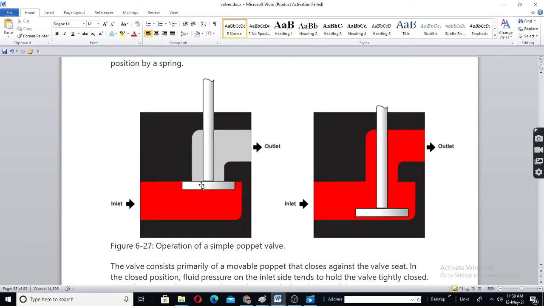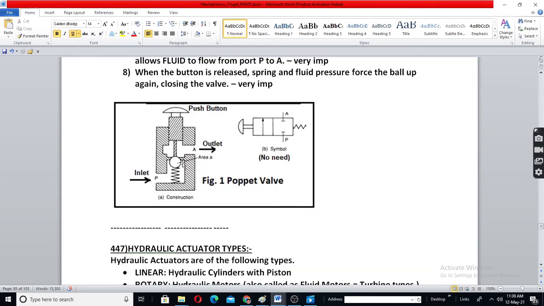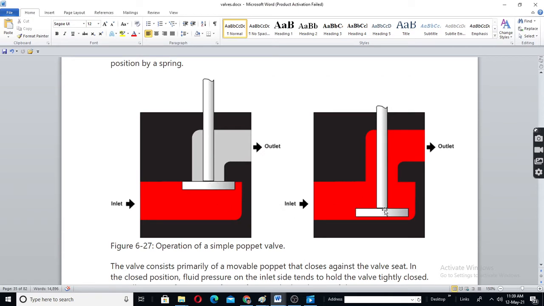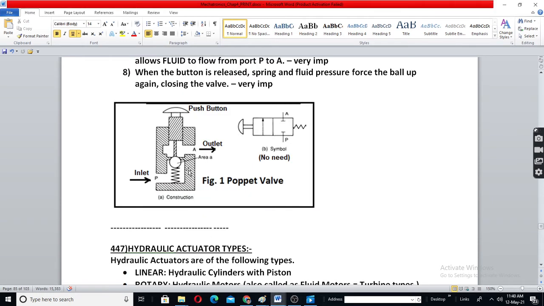See here, here a plate is shown. Here we have ball. When you push the plate, okay, this opens. Spring is not shown here. So this can be plate or ball or even cone shaped. So when you press this, this opens and liquid flows from inlet P to outlet A. Symbol is not necessary to you.